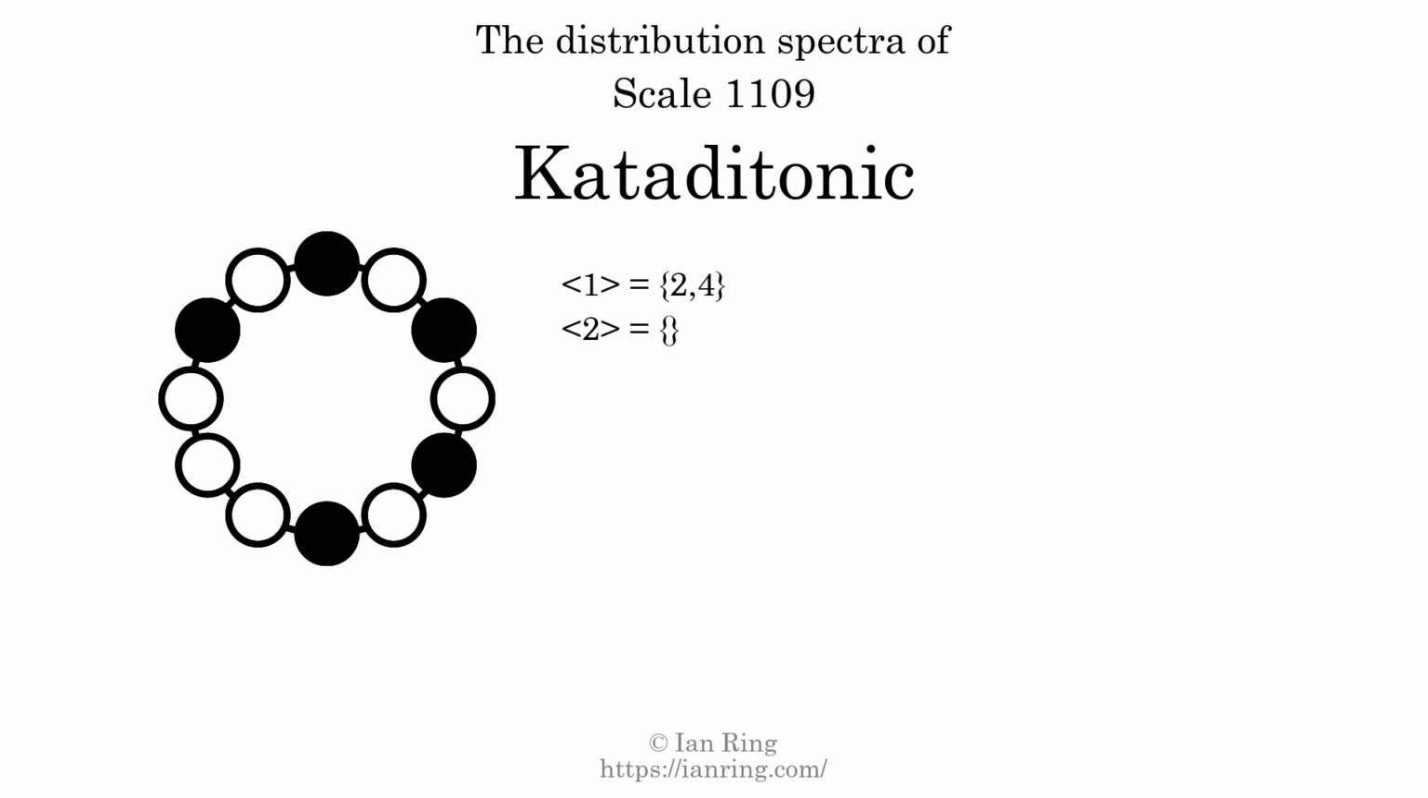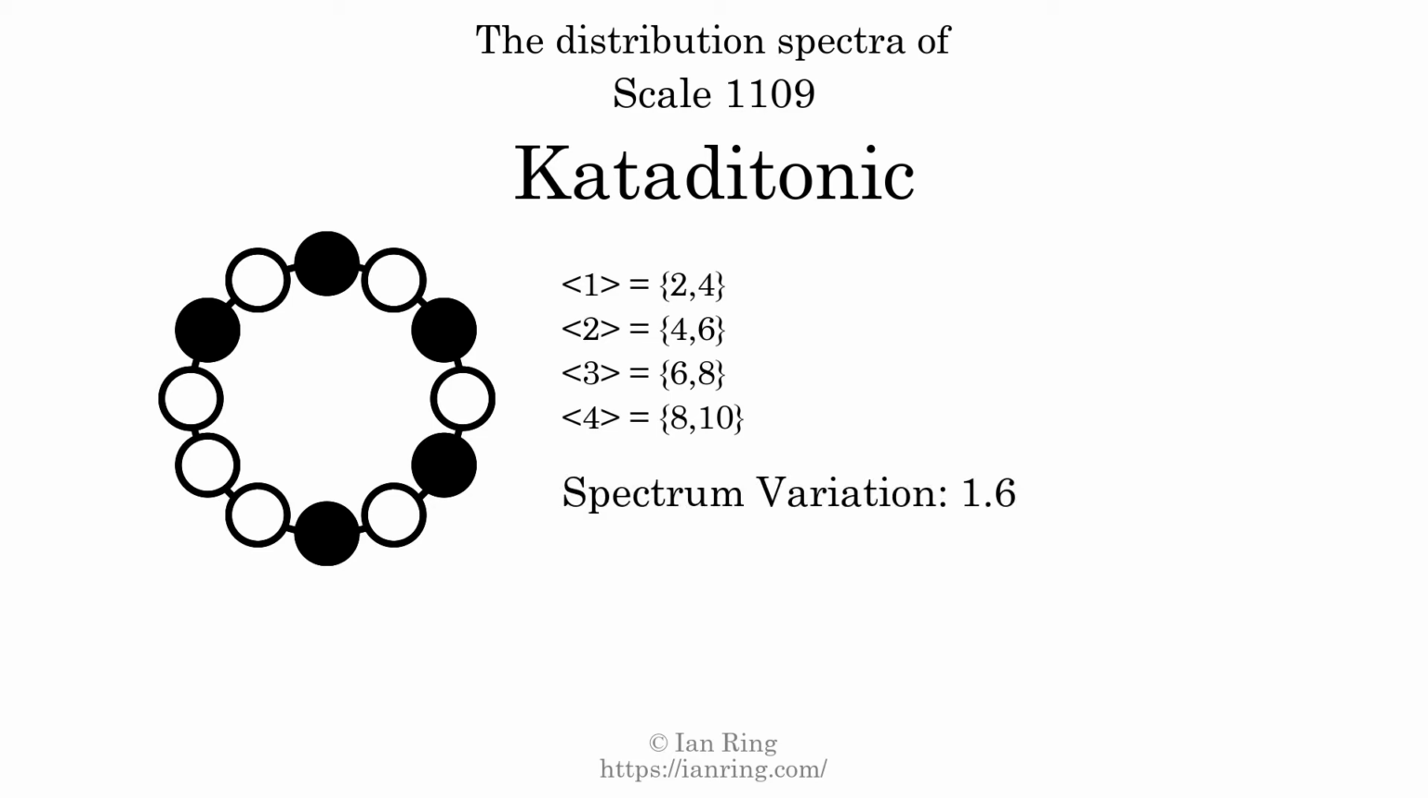The generic interval of 2 scale steps comes in 2 different specific interval sizes: 4 semitones and 6 semitones. The spectrum width of this generic interval is 2. The generic interval of 3 scale steps comes in 2 different specific interval sizes: 6 semitones and 8 semitones. The spectrum width of this generic interval is 2. And finally, the generic interval of 4 scale steps comes in 2 different specific interval sizes: 8 semitones and 10 semitones. The spectrum width of this generic interval is 2.